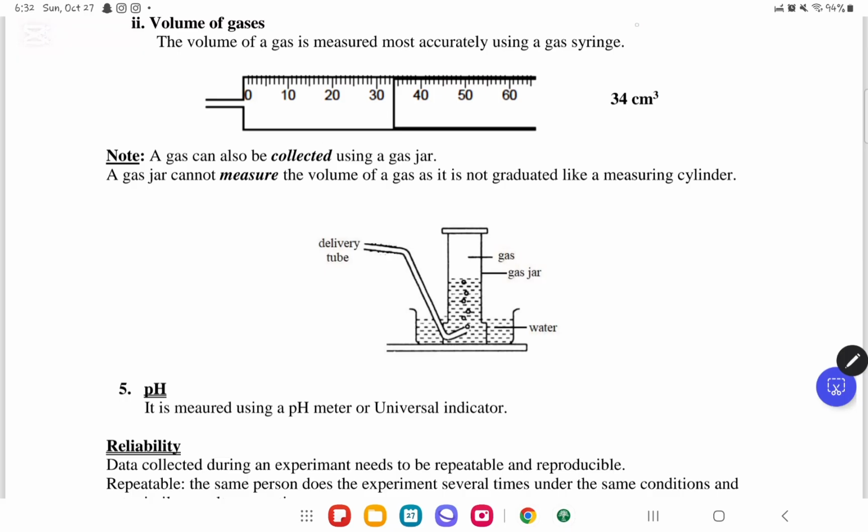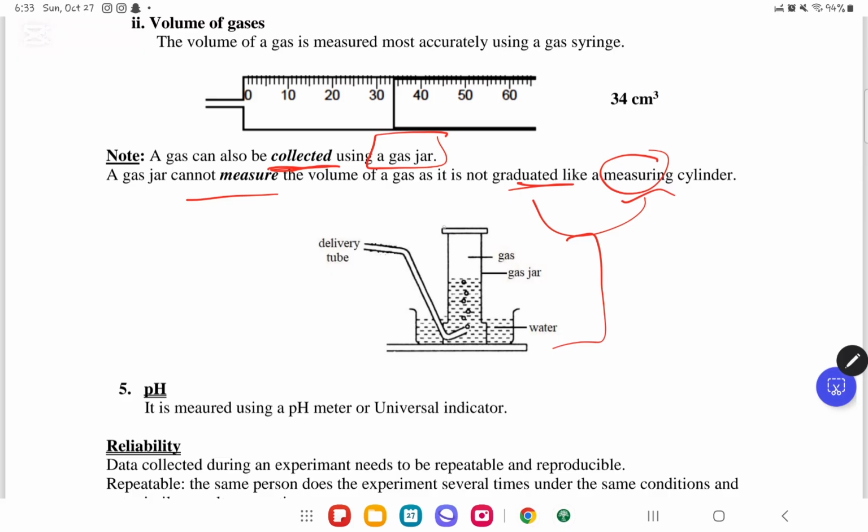Now, just a tiny note they put for us. They told us a gas can also be collected using a gas jar. They said only collected, so you cannot measure it. They told us a gas jar cannot measure the volume of a gas as it is not graduated like a measuring cylinder. So the only things that can measure the volumes of a gas are a measuring cylinder and a gas syringe. So now they drew for us what a gas jar looks like.